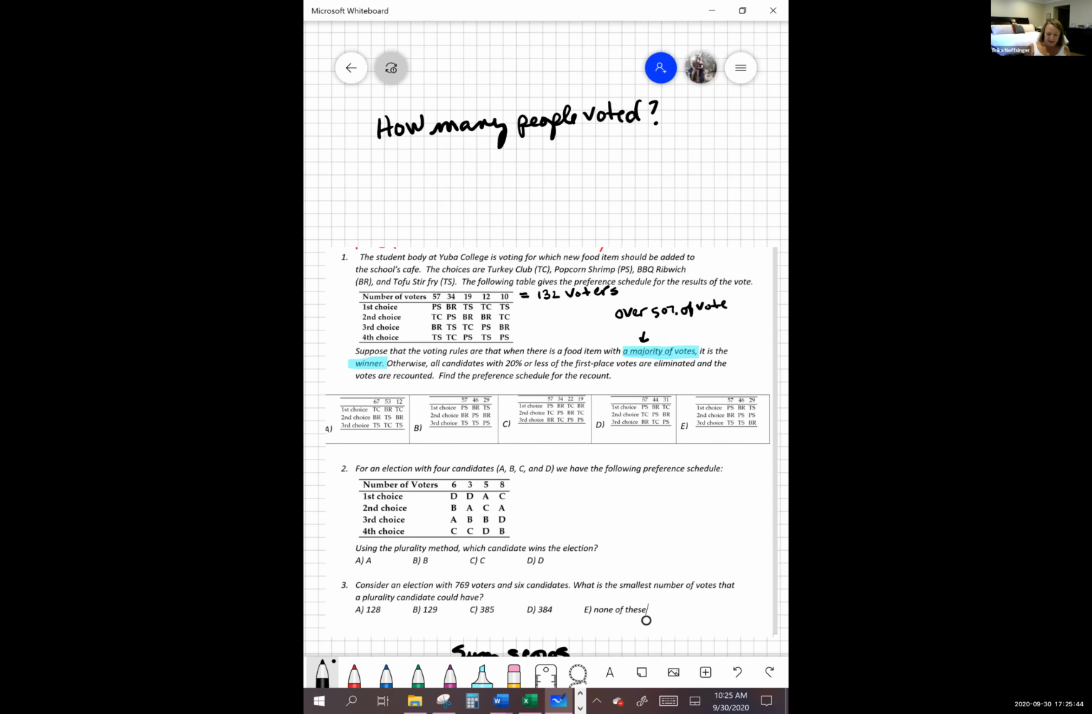Well, we need to figure out what that is. If we take 132 voters and look at what half of that is, this is equal to 66. So they have to have more than 66 votes. So the quota, like we kind of have said, is they need to have 67 votes or more.